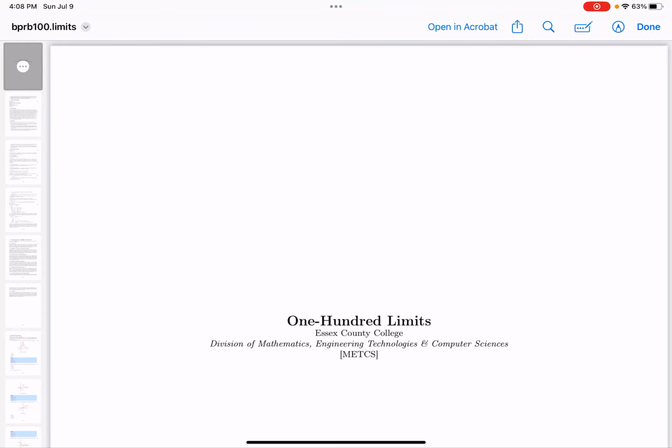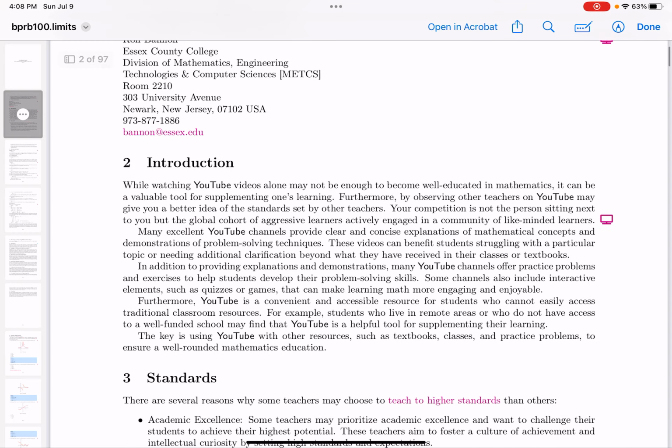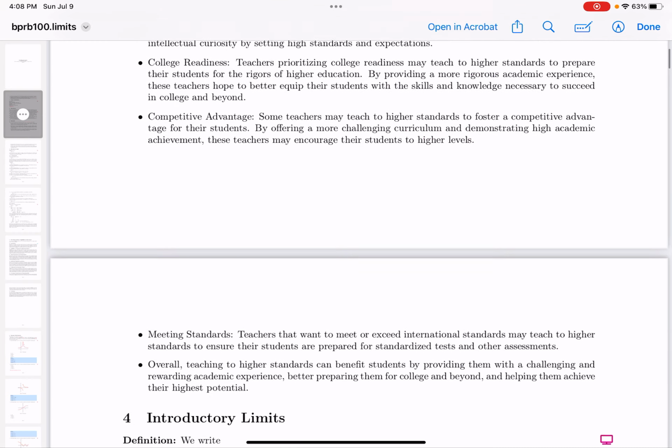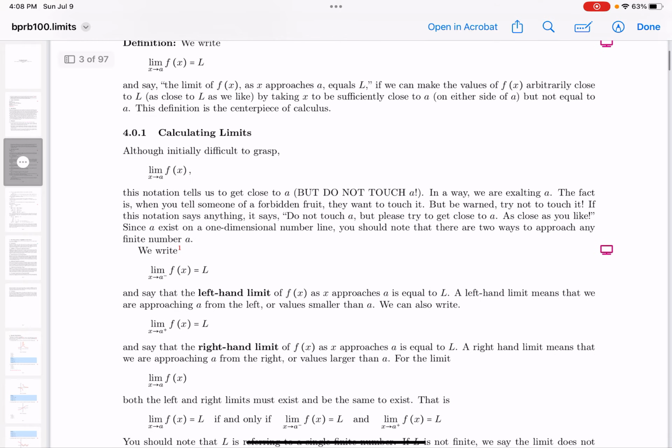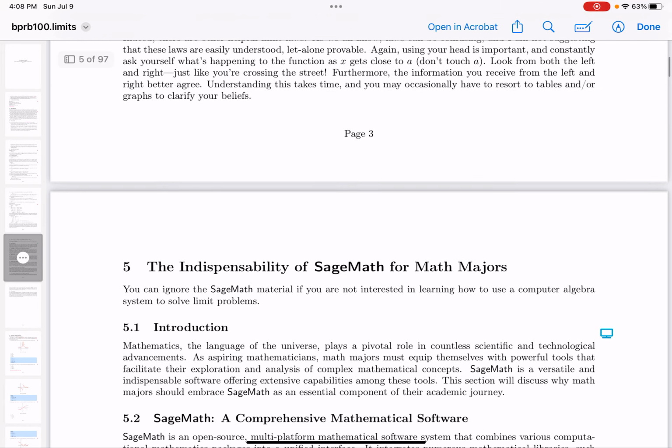Okay, 100 limits. Scrolling through it, I just want to point some things out. Contact information, introduction, standards, introductory limits. Let's see what else we got over here. Wow, a lot of limit things.